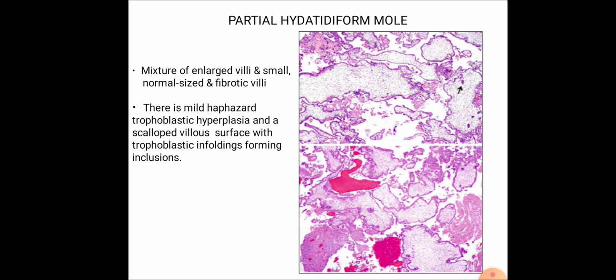This is a photomicrograph showing partial hydatidiform mole. Here we could see a mixture of enlarged villi, small villi, normal sized villi and fibrotic villi. And there is mild trophoblastic hyperplasia and a scalloped villus surface with trophoblastic enfoldings forming inclusions. The arrow here is representing that.